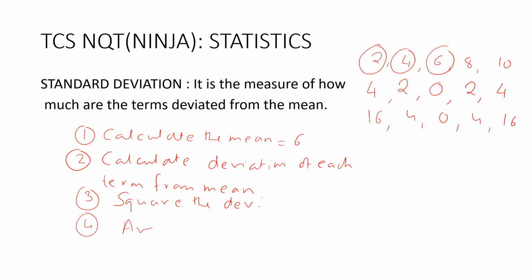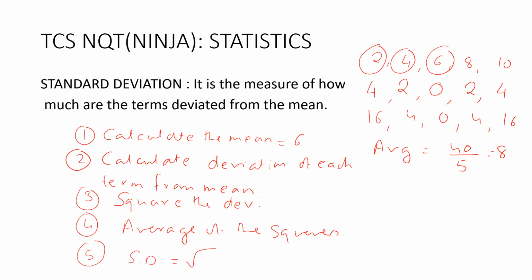Now the fourth step is to take the average of the squares. My average for the fourth step is going to be, I add them, which is 40, and I divide by the number of terms, that is 5. I get the average to be 8. The final step for calculating standard deviation is that standard deviation is the square root of this average. So my standard deviation is going to be the square root of 8.